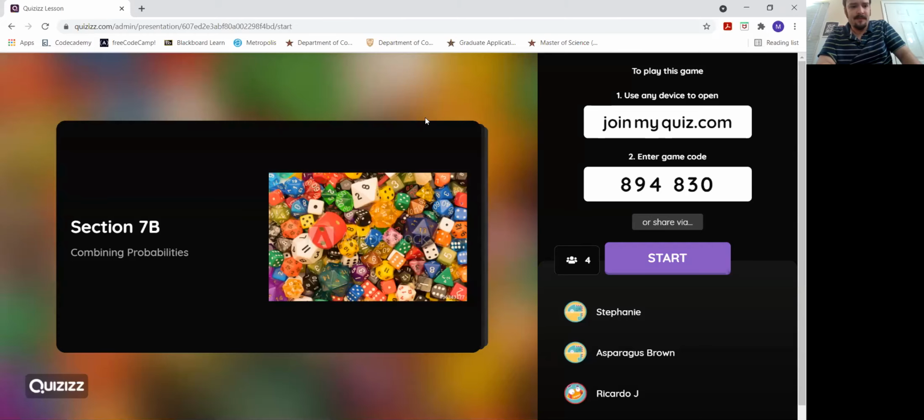So the last time we went over 7A, we introduced probabilities. I can go from 0, not happening, to 1, it's guaranteed to happen. So probability is a decimal between 0 and 1, or a fraction between 0 and 1. It tells you the likelihood that something's going to happen.